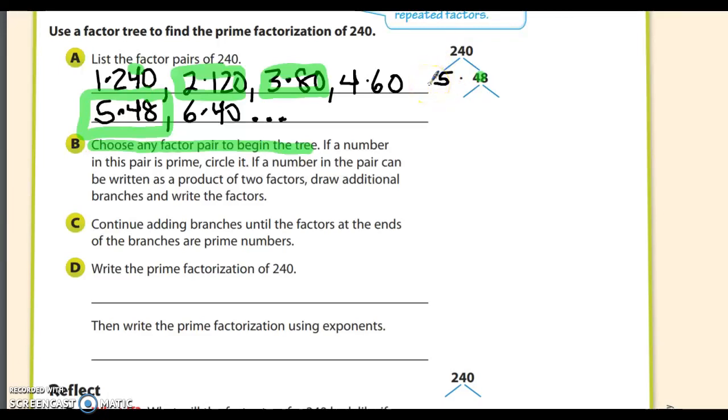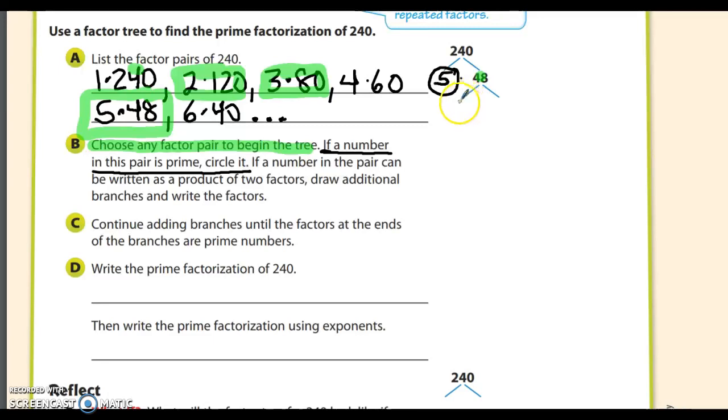And then I'm going to show you the rules here. It says if a number in this pair is prime, circle it. 5 is prime because there's only one factor besides itself, 1 and 5. There's no other numbers that divide evenly into 5. So we circle it. And when you circle a number, then what you don't do is branch it. When a number is not prime, then you branch it. So they did branches for us, 48. Now we start over here by thinking about the factors of 48.